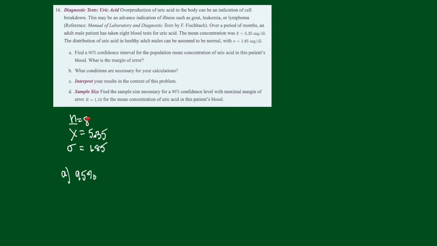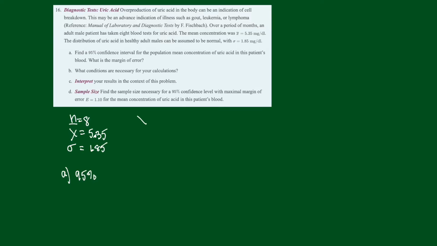All right, so I've got n equals 8. What do we know? The mean, out of these 8 tests, was 5.35 milligrams per deciliter. And the distribution of uric acid in healthy males is assumed to be this number right here. So I just summarized all that. n is 8, x bar is 5.35, sigma is 1.85. And what they want us to do is construct a 95% confidence interval for this true mean uric acid level.